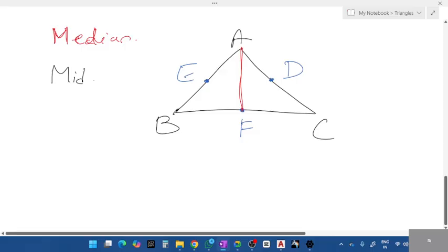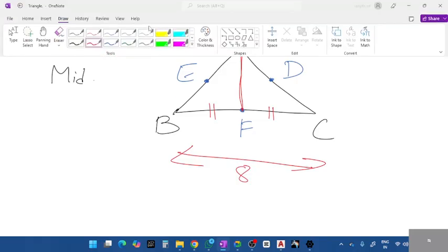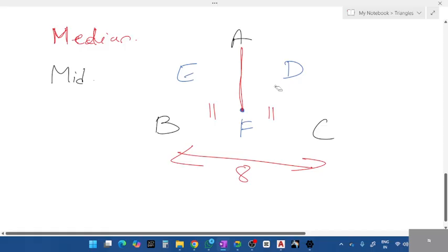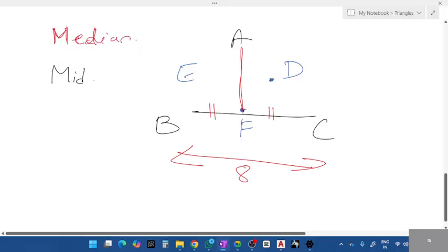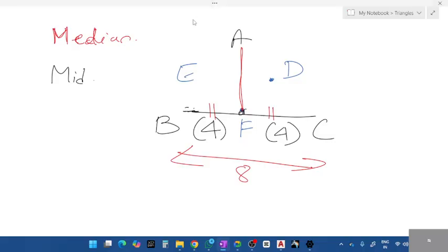So therefore, line AF will divide BC into how many parts? Line AF will divide BC into two equal parts. If the entire value of BC is 8 centimeter, line AF will divide into how many parts, students? Now see, now it will be clear. I'll erase these two lines. Now tell me the value of AF. AF will divide into how many parts? Two parts. So what is the value of BF? BF is 4 and FC is 4.